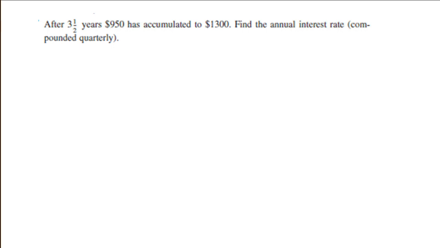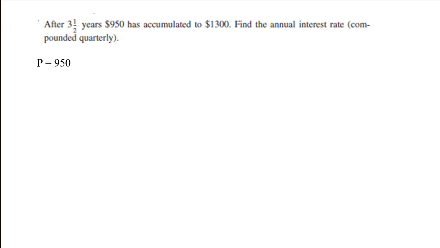Hello, in this presentation, I'll be solving a problem involving compound interest. After 3.5 years, $950 has accumulated to $1,300. I need to find the annual interest rate compounded quarterly.